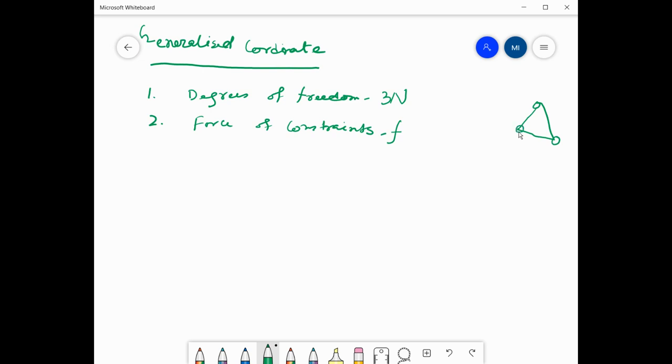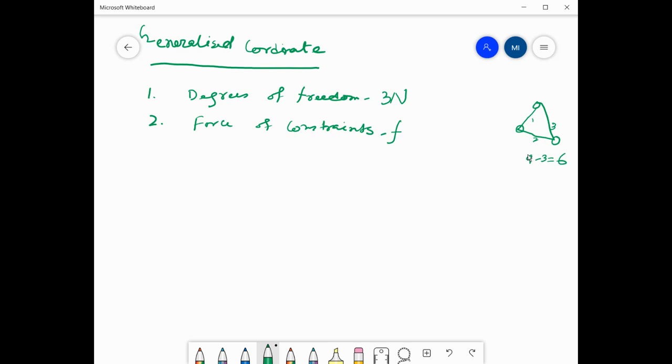Degrees of freedom will be 3 into 3, that will be 9. But if you restrict the condition that the distance between these three particles is fixed, then the forces of constraint become 3: 1, 2, and 3 forces of constraint are there. So degrees of freedom will be 9 minus 3 equals 6. So force of constraint is basically the restriction imposed on the system.